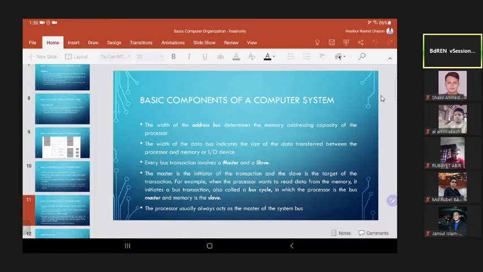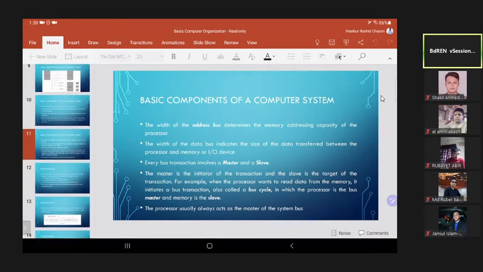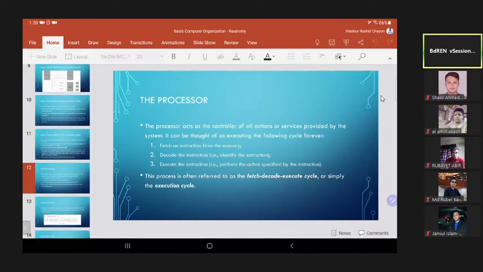Why do we call it master? Because the master will control all the data transmission process. That's why we call them master. All right, let's go to the next slide. Let's start with our processor.